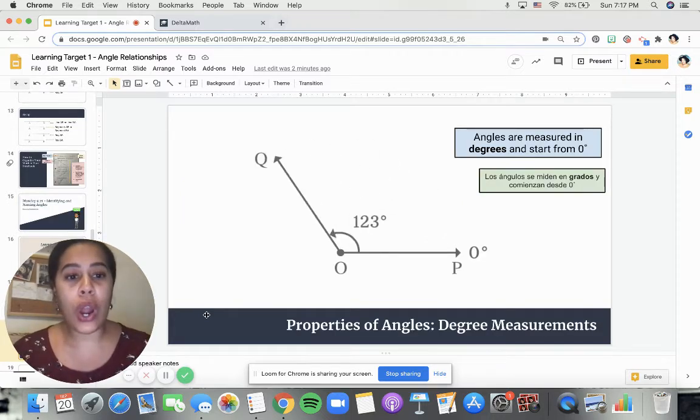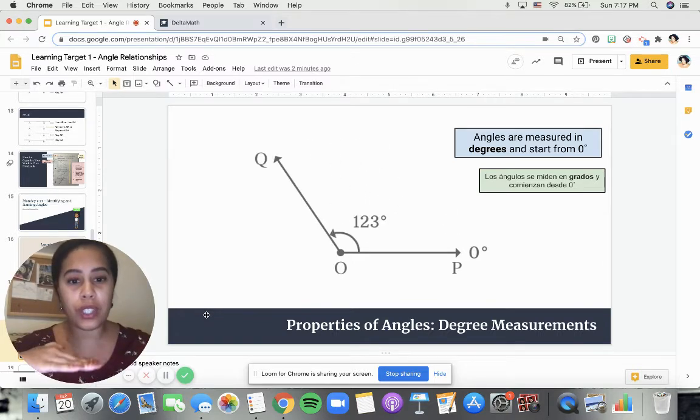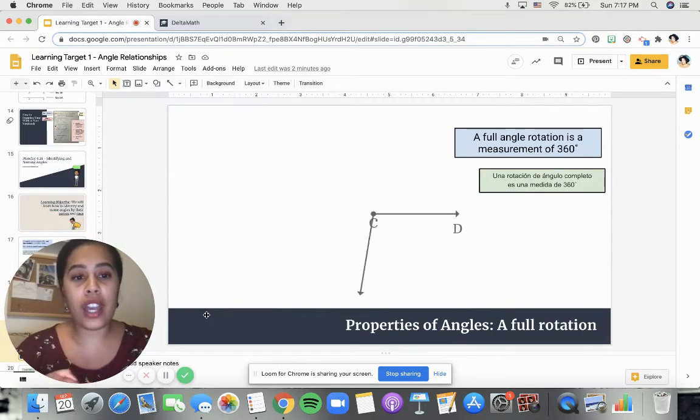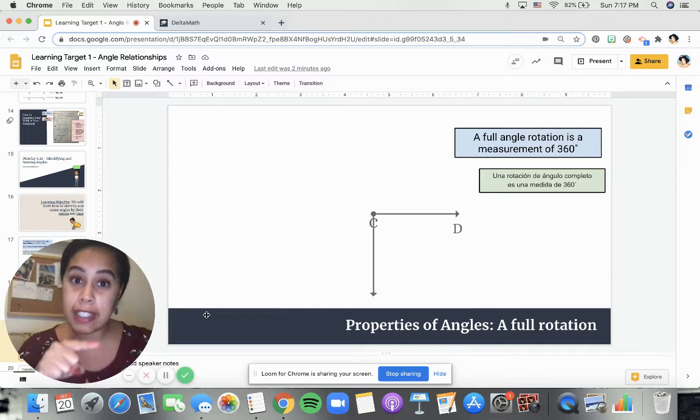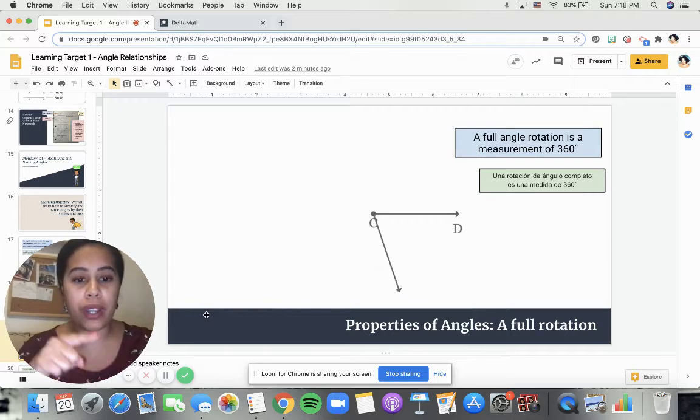Now, angles are measured in degrees and they start from 0. Okay, so here we have an angle measurement of 123. However, a full angle rotation is a measurement of 360 degrees, much like a clock or like a circle. Picture it going all the way around. That is a full rotation.